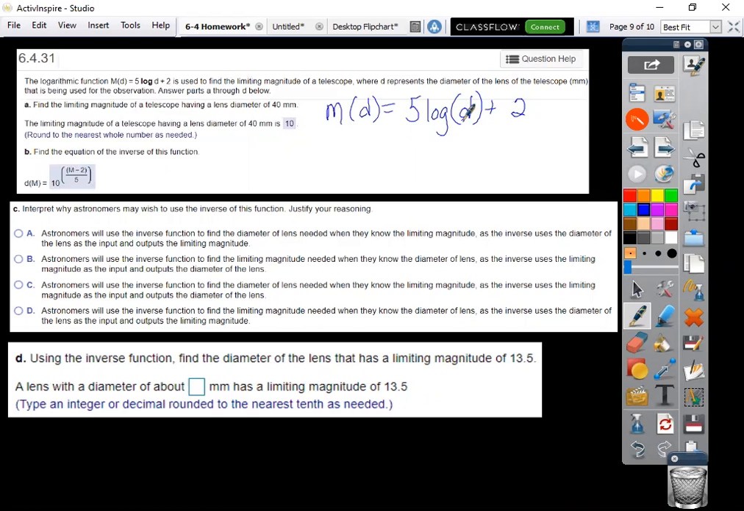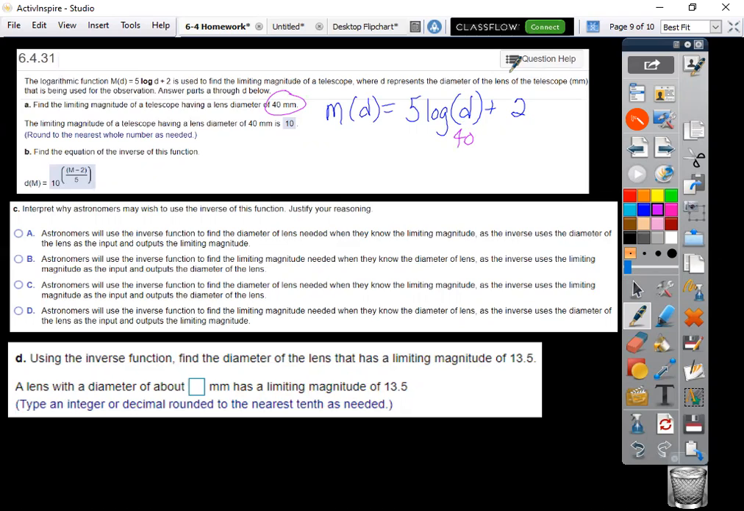So the d is the diameter of a telescope, the lens, I think. And then the m is the magnitude, how strong it is. So A says find the limiting magnitude of a telescope having a lens of a diameter of 40. So for this first A, we're just taking a 40 and putting it in here and then going to work that out. So I'll go ahead and just demonstrate that on Desmos.